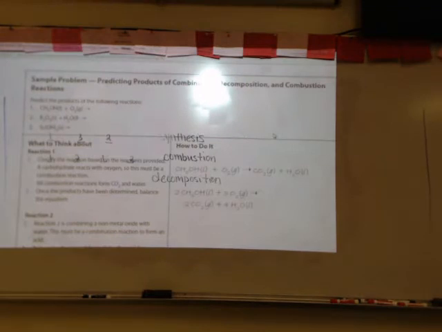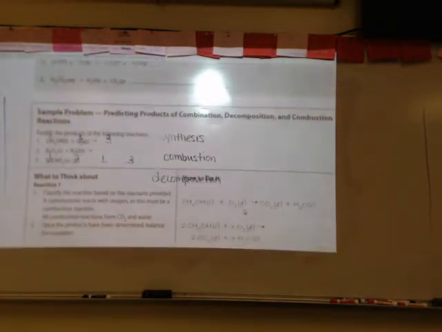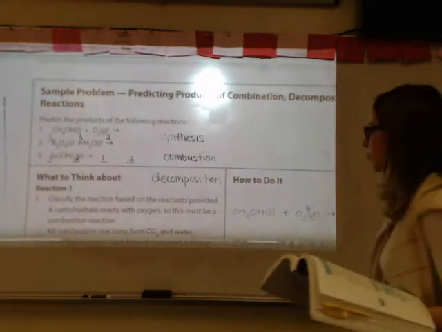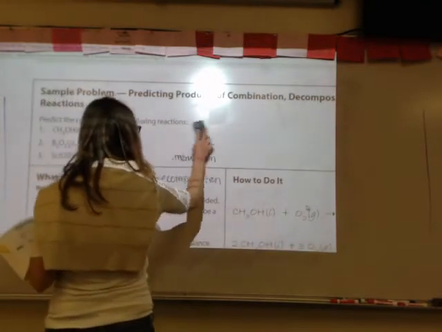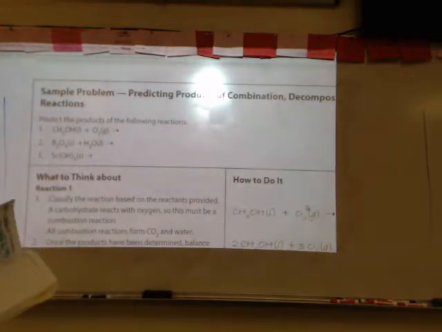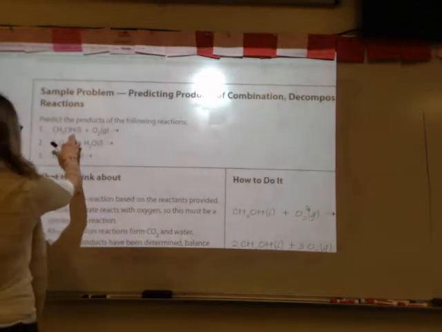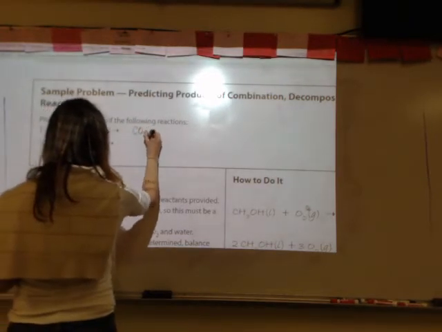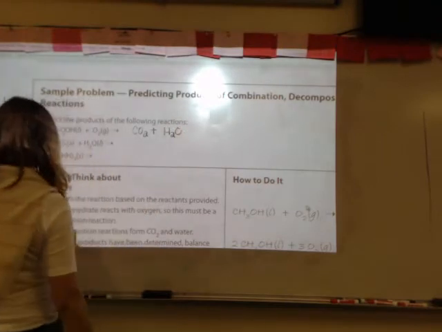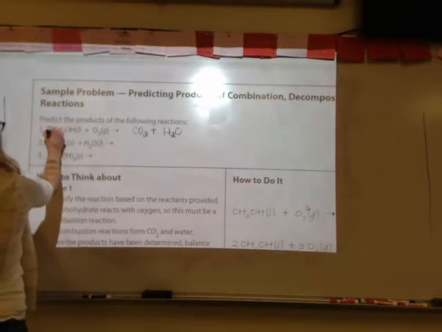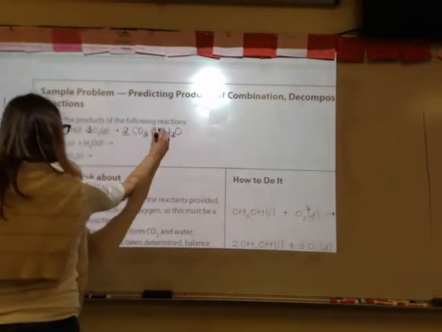Let's take a look at a sample problem here. Here we want to predict the products of 3 different reactions. So for this, we have a hydrocarbon for number 1. This is methanol reacting with oxygen. So this is a combustion reaction, so it's going to produce carbon dioxide and water. And if you were to balance it, your coefficients would be 2, 3, 2, 4.